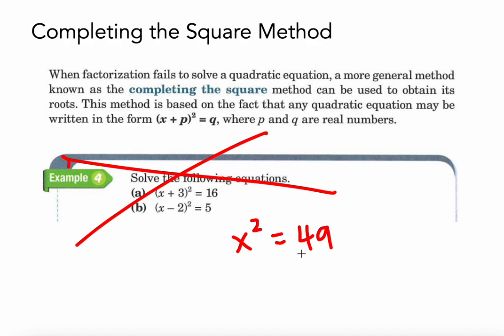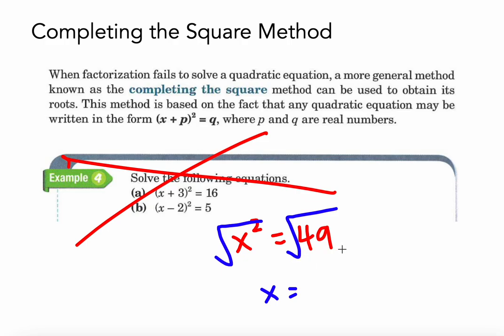If I were to solve this problem, you should know by now that the opposite of squaring, if we were trying to get rid of the square and get it down to just an x, would require us to square root both sides to keep it equal. The square and the square root cancel, so x would equal the square root of 49.